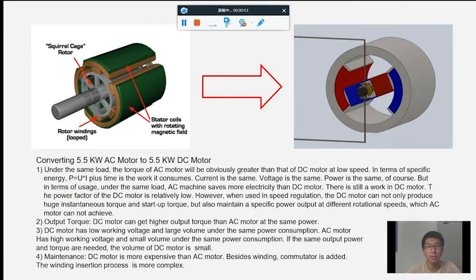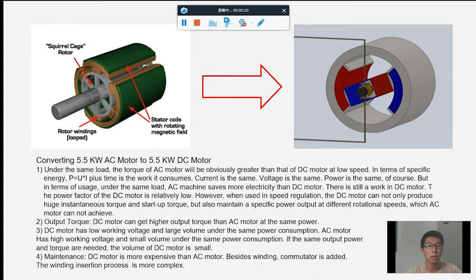Hello everyone, my name is XIAOPENG. I will talk about AC and DC motor converting. For example, converting a 5.5 kW AC motor to a 5.5 kW DC motor.